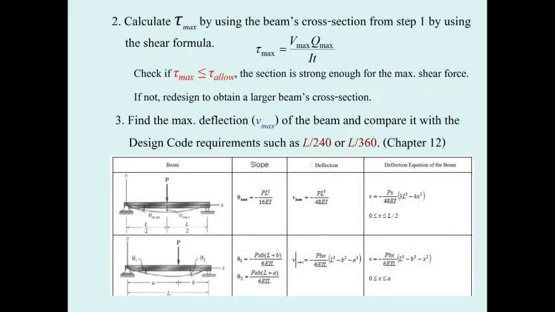And finally, as I mentioned on the first slide, we have to find the maximum deflection, and it depends on your type of beam. You can select from the deflection table and you can determine the maximum moment. The maximum deflection must be less than the allowable value given by the design code.